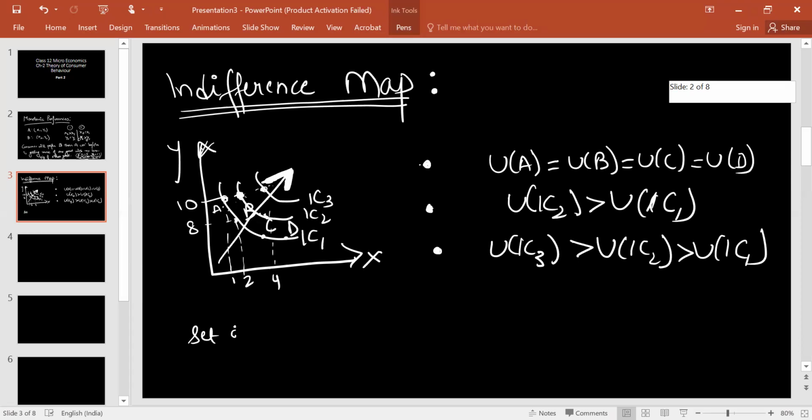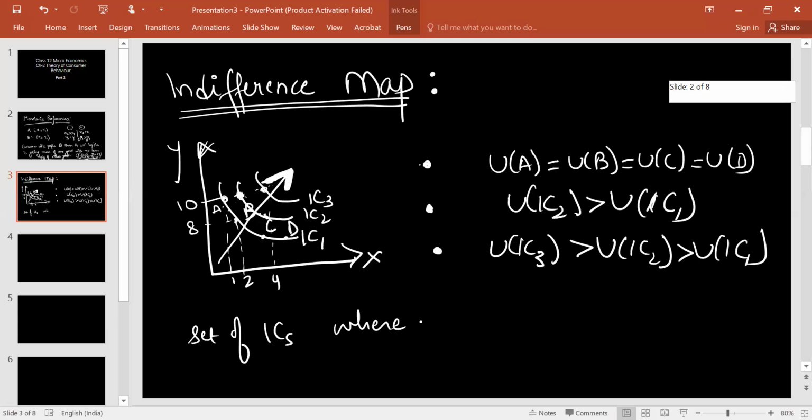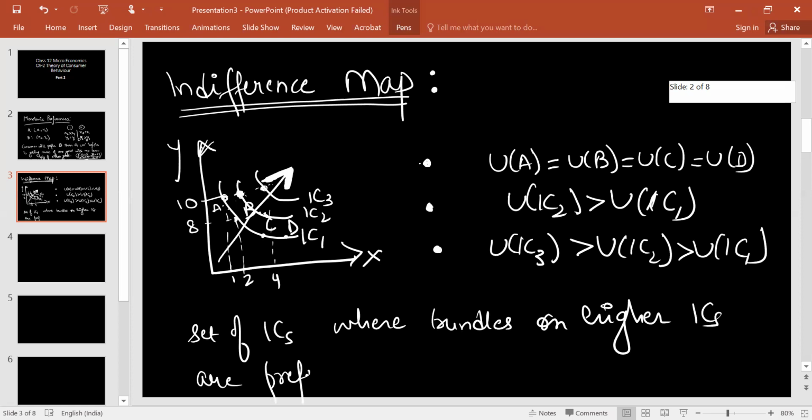Basically, it is a set of indifference curves wherein the bundles on the higher indifference curves are preferred over bundles on lower indifference curves. All right.